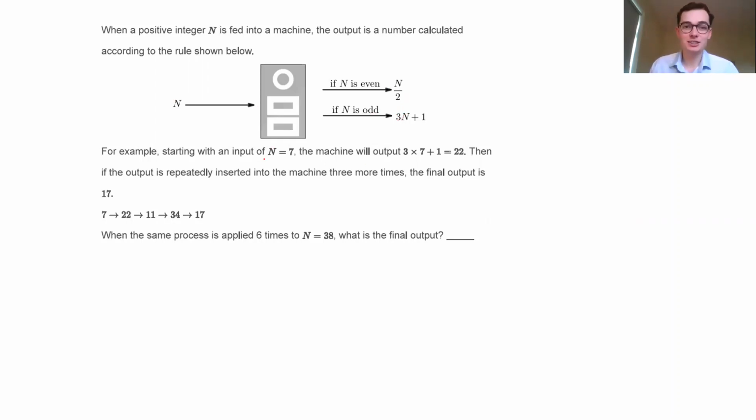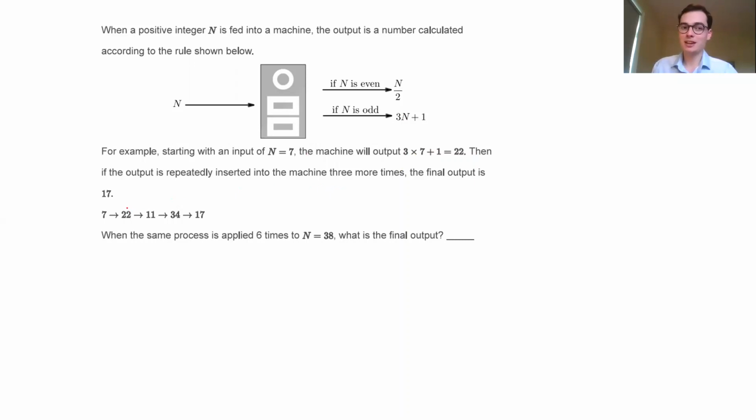So just as an example, if n is equal to 7, if we put that into the machine, then 7 is odd, so we would have to do 3n plus 1. 3 times 7 is 21, plus 1 is 22. Then if the output is repeatedly inserted into the machine 3 more times, the final output is 17.